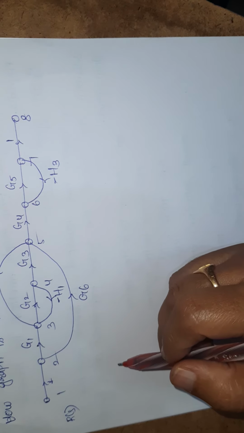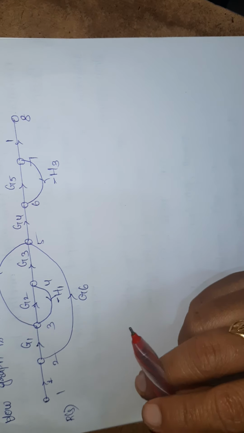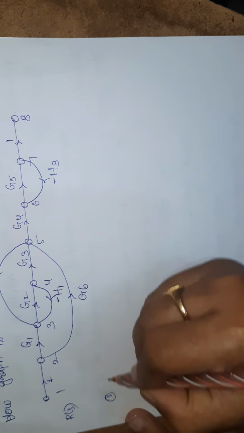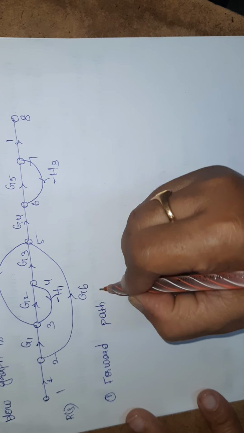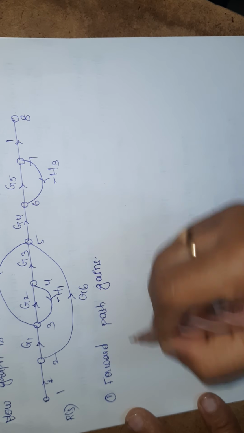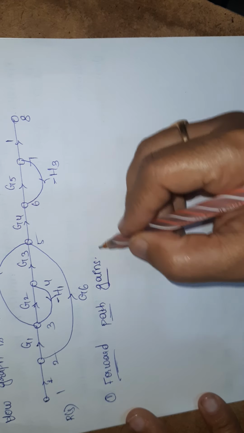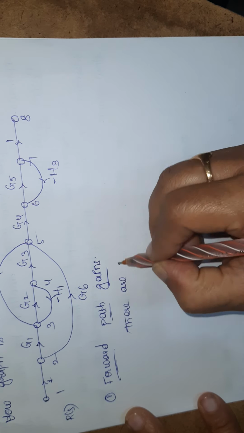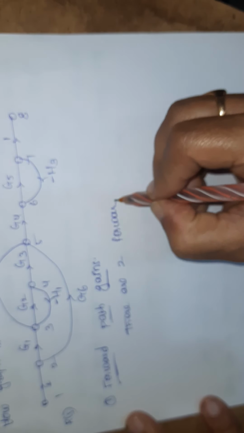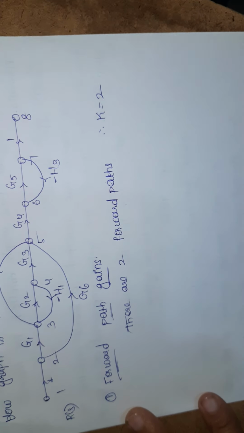In this we are having 5 steps to calculate using Mason's gain formula. So what is the first step? First step is nothing but forward path gains. First we have to see how many forward paths are there, then we can calculate the forward path gains. So how many forward paths are there? There are 2 forward paths, that is K is equal to 2.